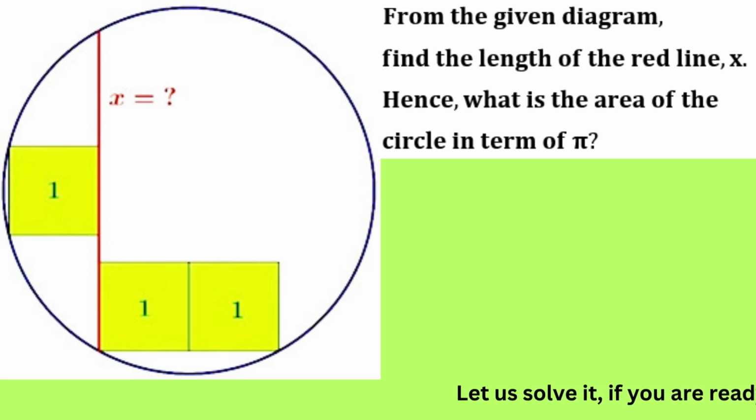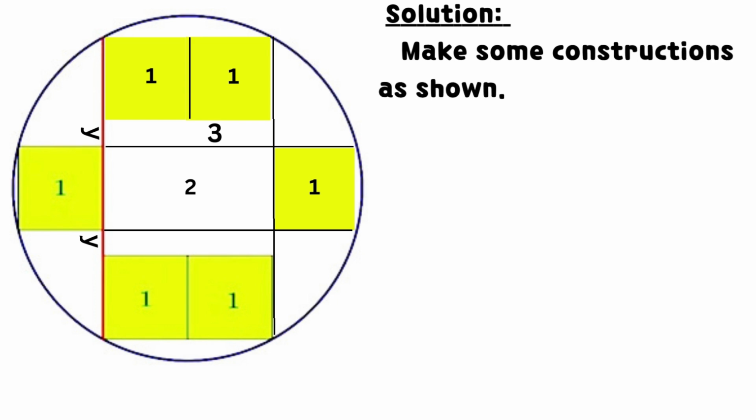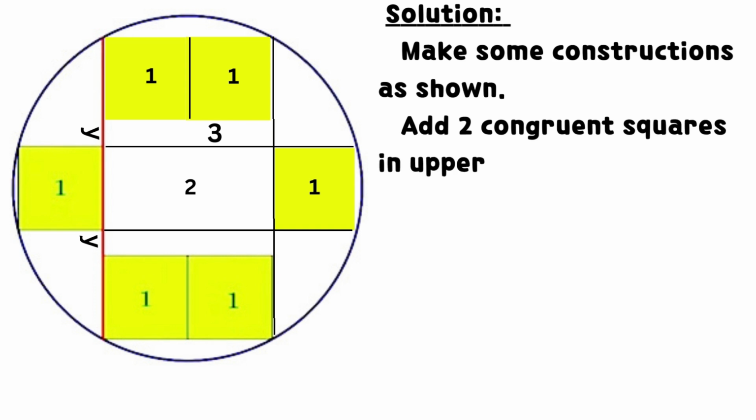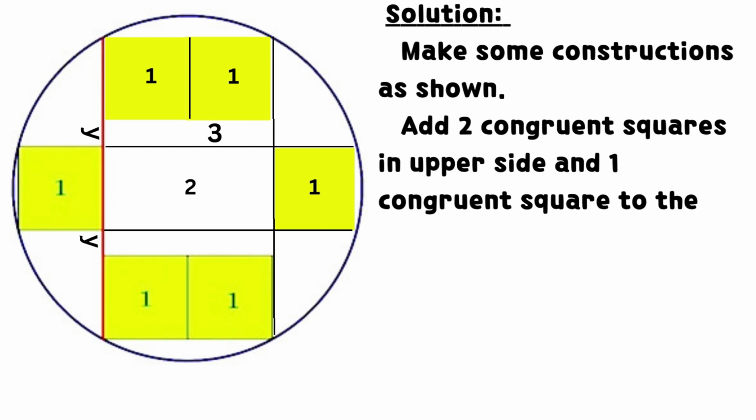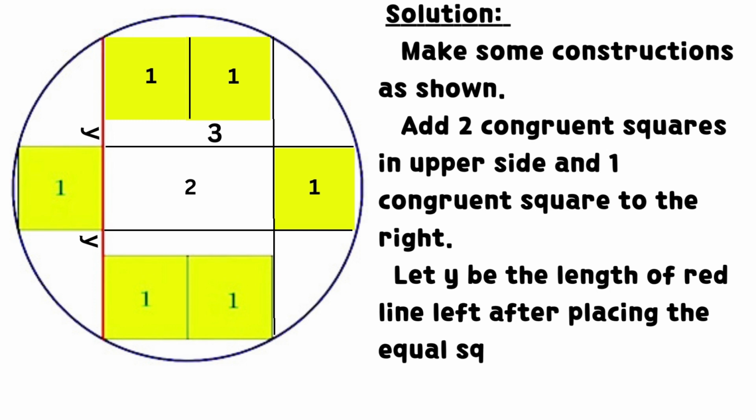Required to find the length of the red line, label x, and the area of the circle in terms of pi. Make some constructions as shown. Add two congruent squares on the upper side and one congruent square to the right. Let y be the length of the red line left after placing the equal squares at both ends.